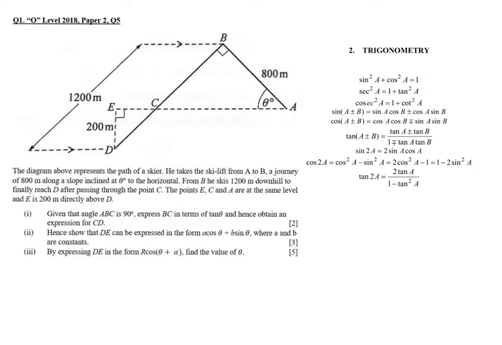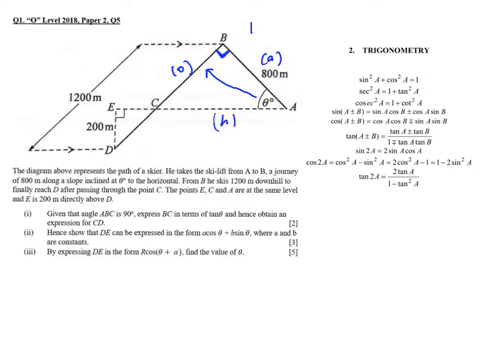First question, given that angle ABC is 90 degrees, express BC in terms of tangent theta, and hence obtain an expression for CD. Okay, so very quickly, we know that triangle ABC is a right angled triangle, whereby the right angle is right here. We are supposed to express BC in terms of some trigonometric ratio, and that is actually tangent theta. With respect to theta, BC is known as the opposite length, and 800 is known as the adjacent length. AC is known as your hypotenuse.